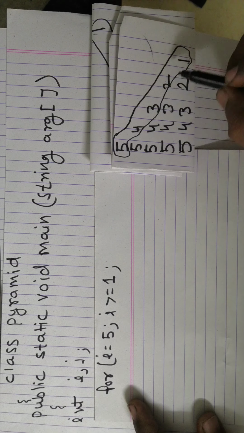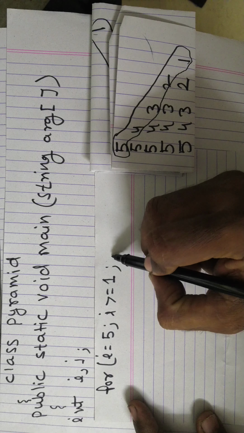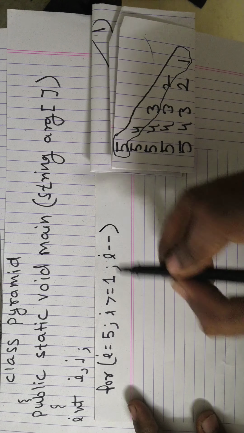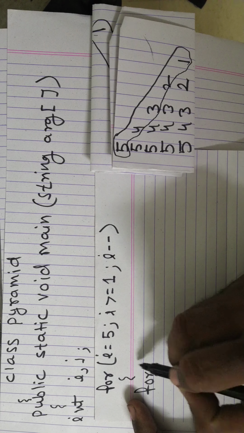And since the row numbers are in descending order, I will write I minus minus. Now I will write the coding for the columns, that is J.